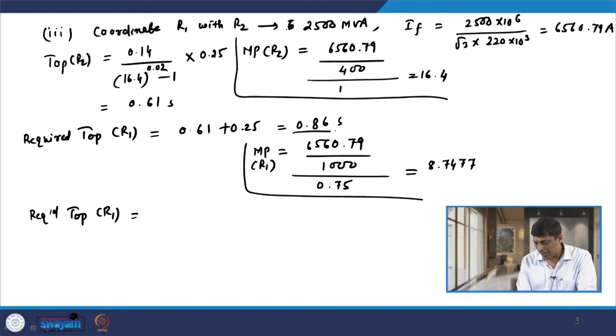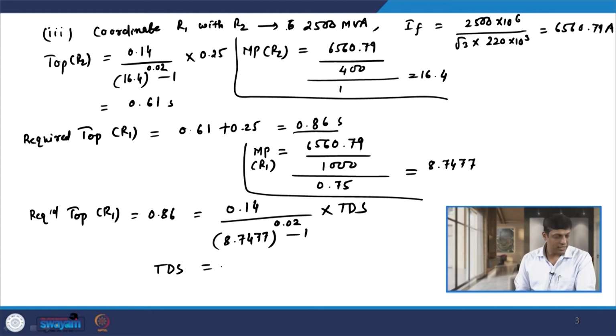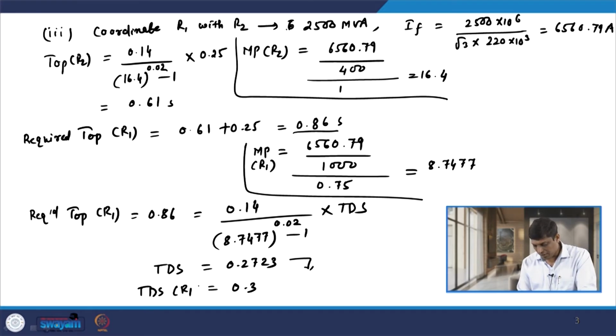If I use this value, then we have the required time of operation of relay R1, we have already calculated 0.86 second, which is equal to 0.14 divided by MP, that is 8.7477 whole raised to 0.02 minus 1, into TDS. So, if we calculate this, the value of TDS comes out to be 0.2723. The next higher range available is 0.3, so we can select the TDS of relay R1 as 0.3.